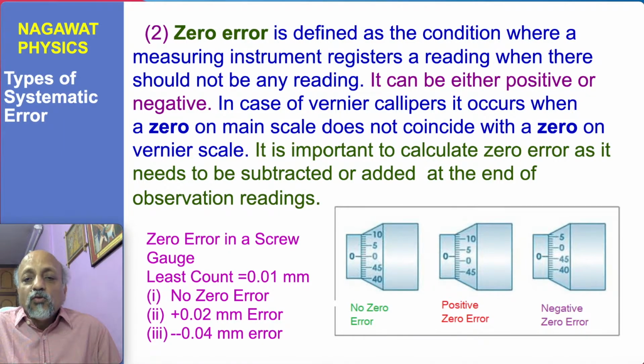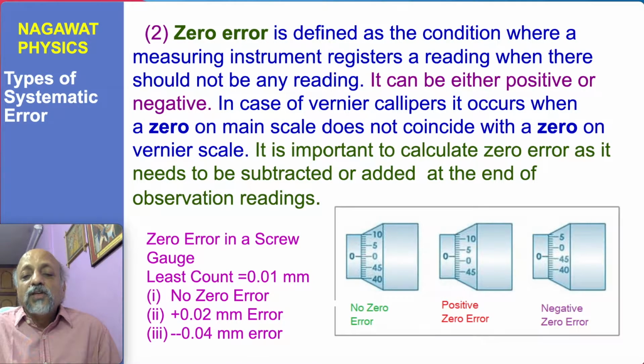But sometimes you find that at that particular moment it is already showing a reading of two subdivisions, as shown in this diagram of the positive zero error. Since it is showing a reading where the reading should be 0, it is showing two subdivisions of the circular scale, and two subdivisions, if the least count is 0.01 millimeter, will correspond to an error of 0.02 millimeter in the positive value. So if you have to correct the reading, then you will have to subtract.